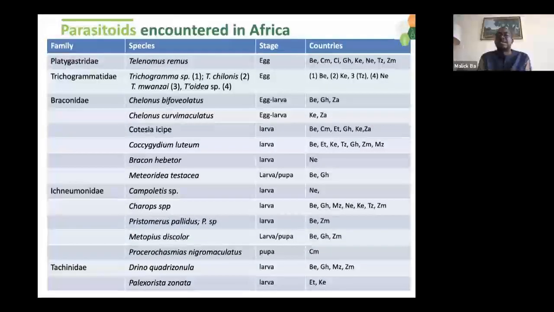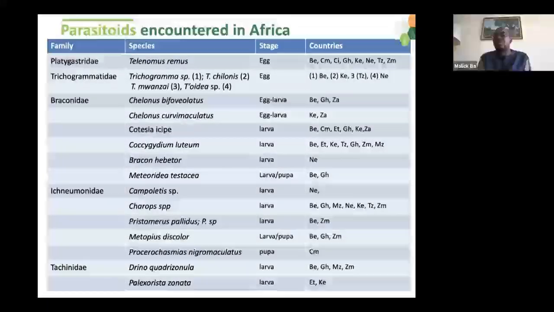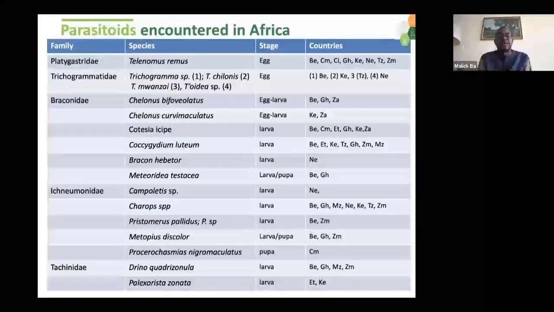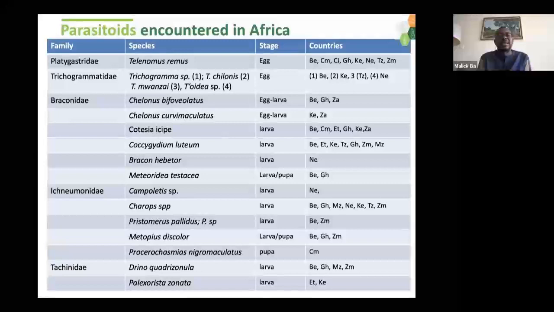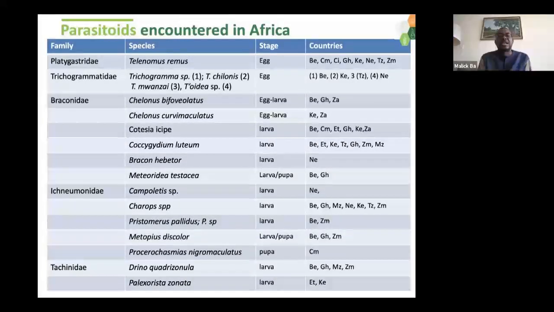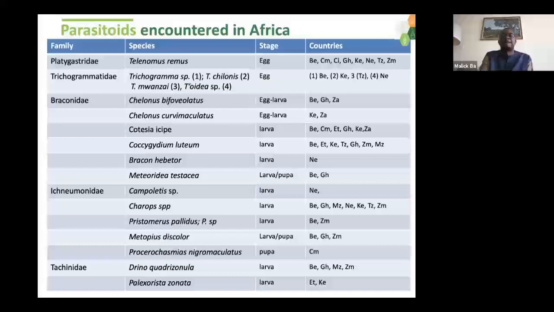You can see that the parasitoids have been collected in many places in Africa: Central Africa, West Africa, and Southern Africa. So there is a large diversity of natural enemies that can be used for biological control of the fall armyworm. And I believe the same is also there in the Philippines.